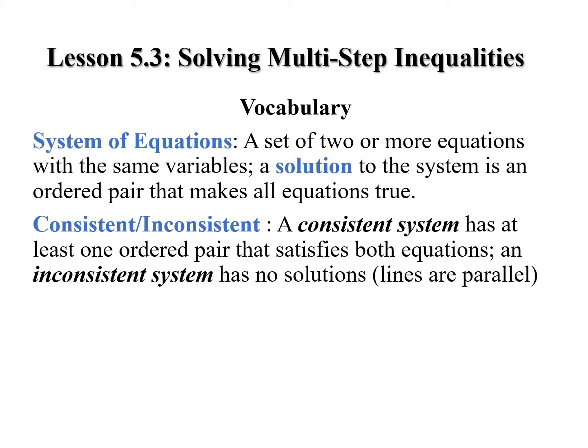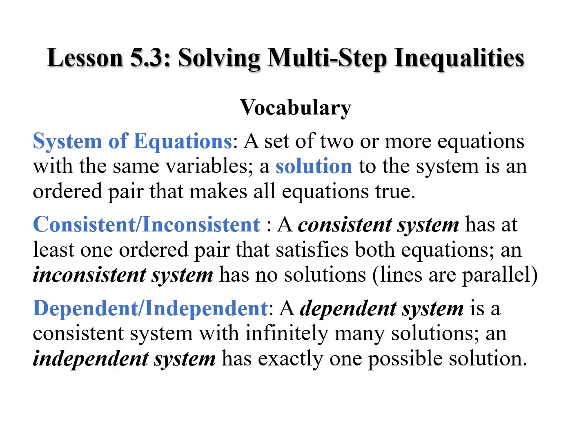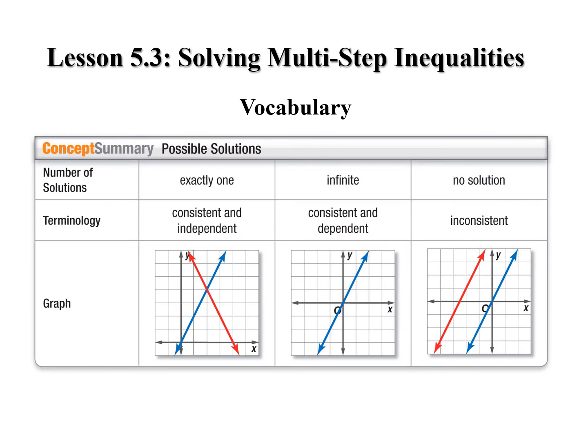That first idea, consistent systems have at least one ordered pair that satisfies both equations. Inconsistent systems have no solutions. There is no ordered pair that makes the system true. Well, if we're talking about our consistent systems, we can have dependent consistent or independent consistent systems. A dependent system is a consistent system with infinitely many solutions. An independent system is a consistent system with exactly one possible solution. Make sure that you have these three vocab terms in your notes. And then add in a little sketch to help you remember the differences between these three types.